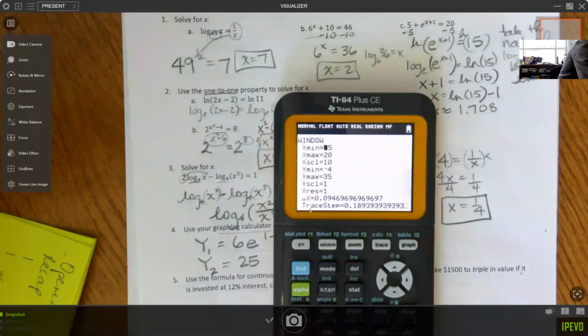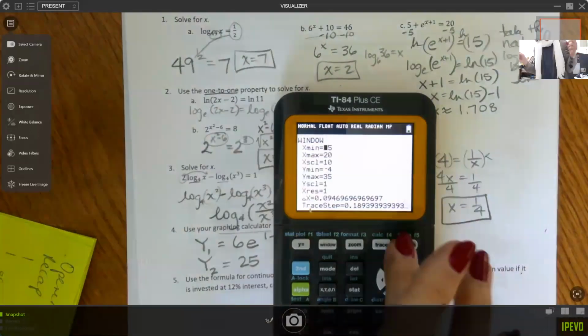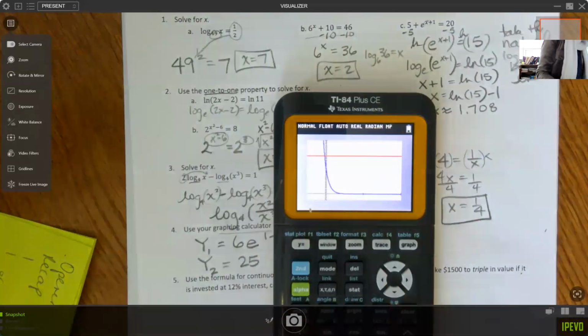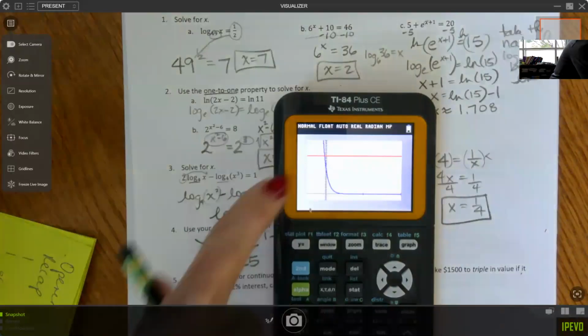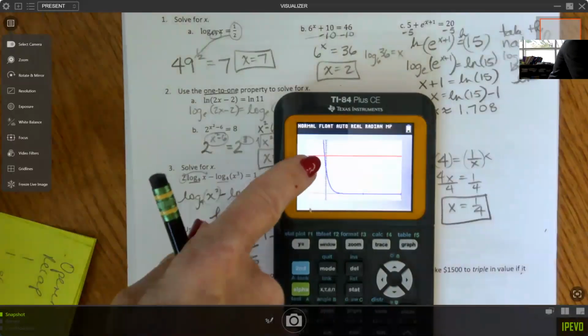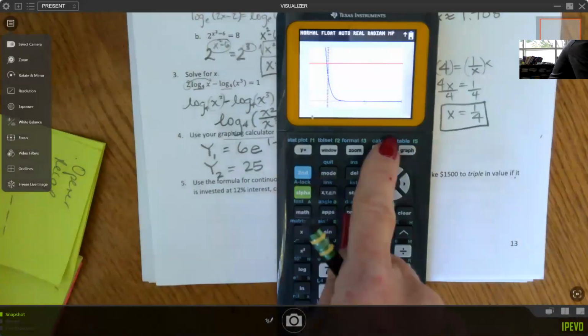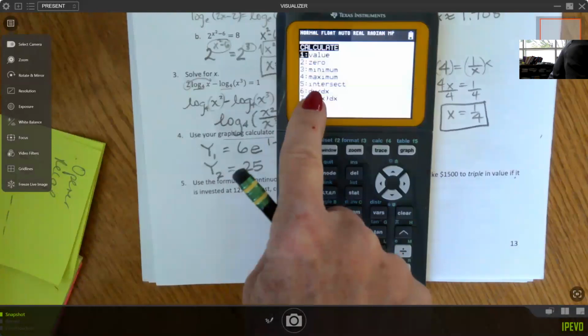So we've adjusted our window. We see the two lines crossing. We've done intersections before, so I'm going to do a little recap of the calculator keystrokes. I need to find the intersection of that red and blue function. The way I do that is I say second, calculate, and I choose choice 5, intersection.